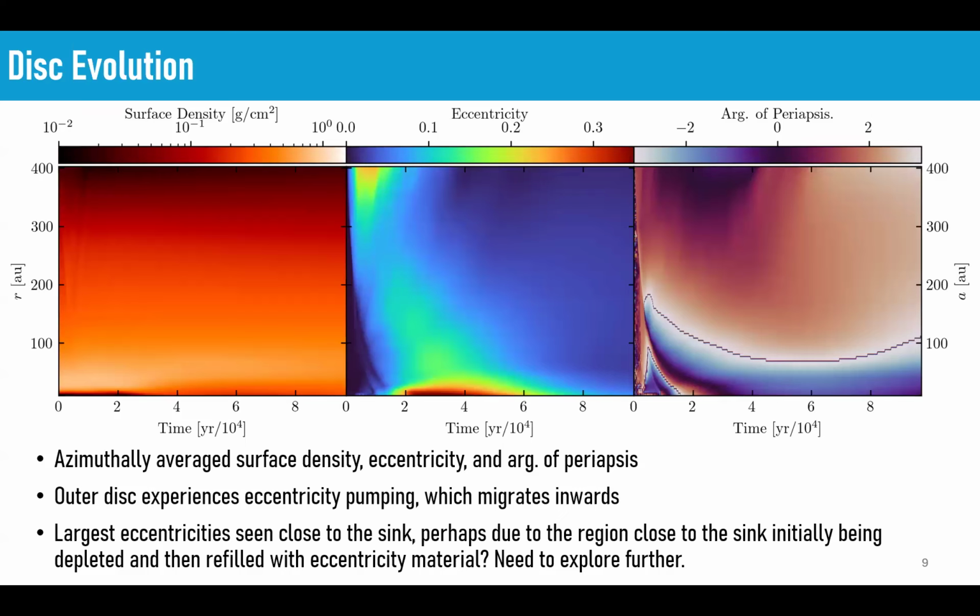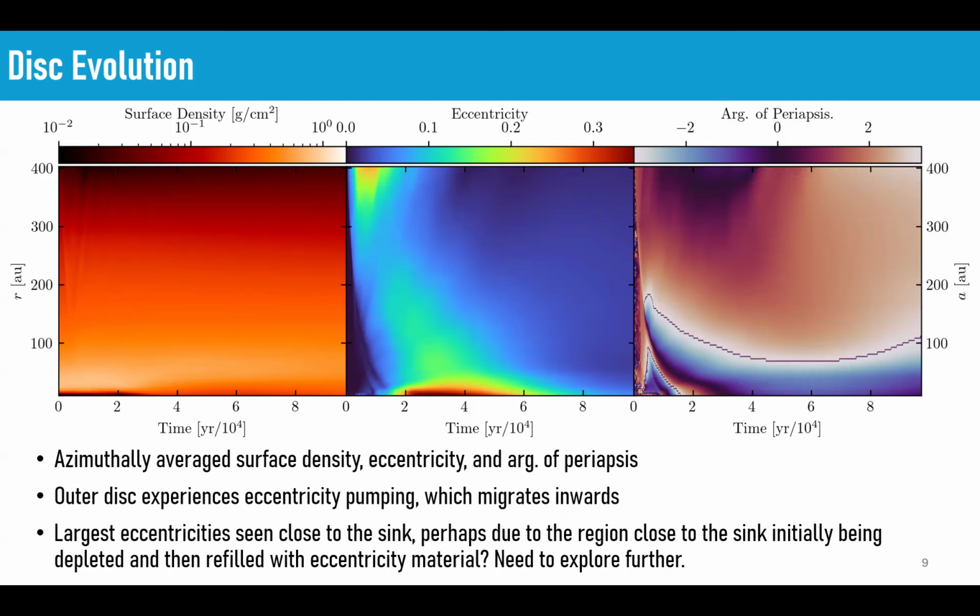So this is a few more space-time diagrams showing the azimuthally averaged surface density as a function of radius and time, and the eccentricity and argument of periapsis. So this density here is azimuthally averaged as a function of r, but for eccentricity and argument of periapsis, it's done as a function of semi-major axis. So you do this because if you azimuthally average as a function of r for eccentricity, you're going to get a spurious eccentricity due to the gas pressure support.